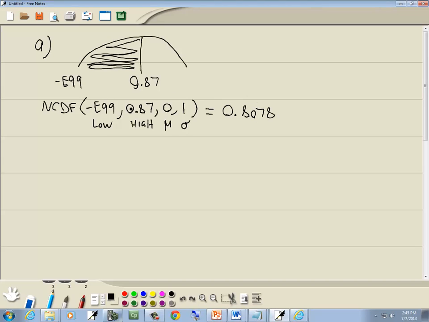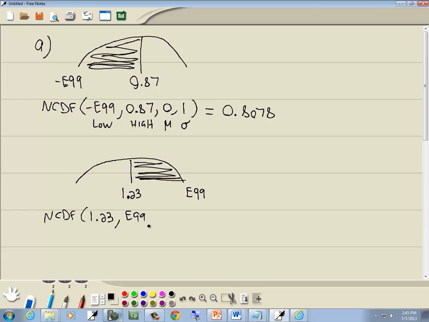And actually, all the rest you do the same. The area to the left, just the 0.87 changes, but everything else remains the same. Now let's take a look at one where we're looking at the area to the right. Let's say to the right of 1.23. So we're shading this way. Well, clear over here will be positive infinity, which we represent by E99. So you do normal CDF, then your low value, 1.23, and then your high value, E99, and then your mean, and then your standard deviation. I won't actually plug this in the calculator, but it's in the same place using normal CDF.